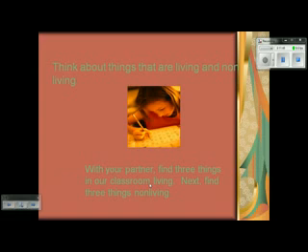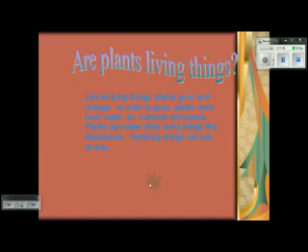So, let's think about the living and the non-living things. So, as we said, plants are living things, right? They grow, change, and of course, they need food, water, air, nutrients, and space. Do you know the nutrients? It's in the soil, inside it. They take nutrients from the soil through the roots so they are able to make food. Very good.